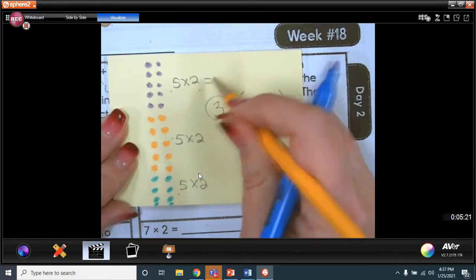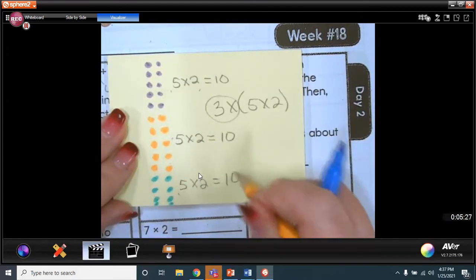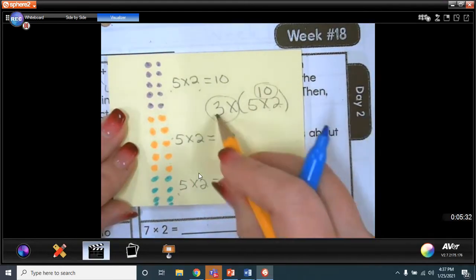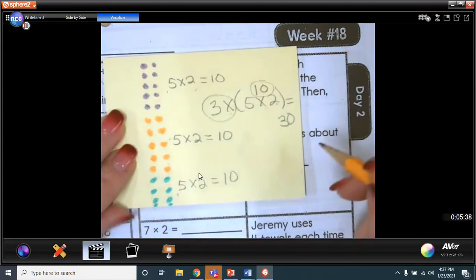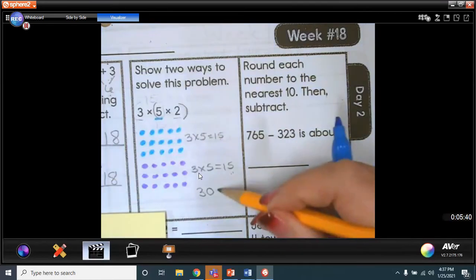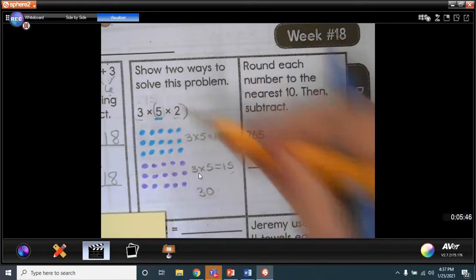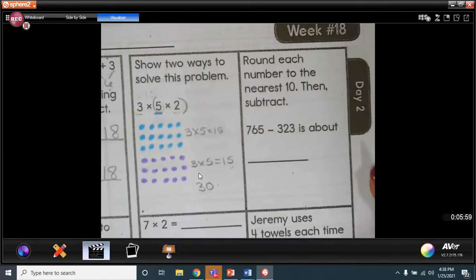Each time I do another 5 times 2, that's going to give me 10 each time. So 5 times 2 is 10, but now I'm multiplying that 10 by 3. And 3 times 10 is 30, which is exactly what we got the first time, except this 15 and 15 twice is just going to make the array look a little different. So it doesn't matter, again, how you switch the factors around, the product will be the same.